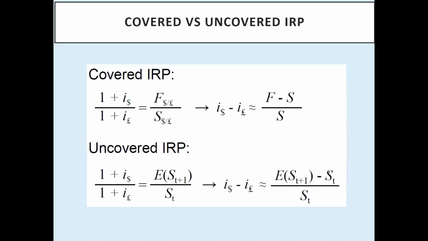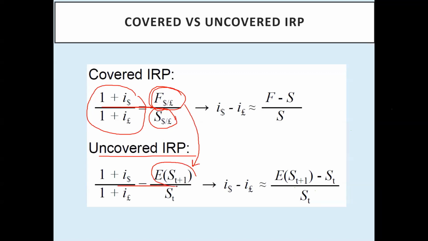All right. So to summarize, with covered IRP, we're talking about interest rates, the current spot rate, and the future and forward rate. With uncovered IRP, we are not talking about locking in a rate. We are talking about just the future expectation. So this term can change, and as a result, this is uncovered.